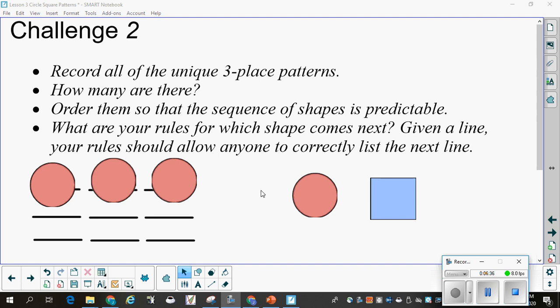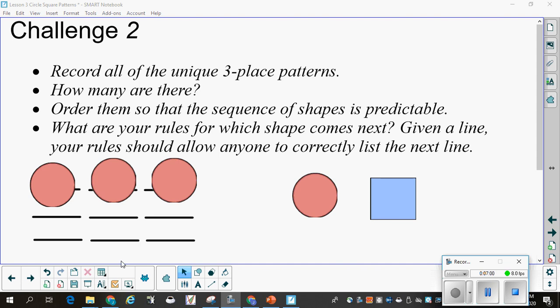Got it? So go ahead and pause the video. And if your unique patterns are not in some kind of an order that rules can be written about, please put them in an order and then write down how you figured that order out. Again, you can pause the video for 5 to 10 minutes to try this.